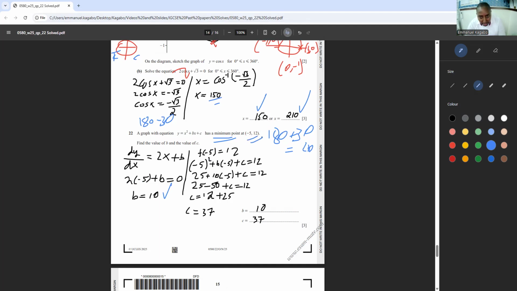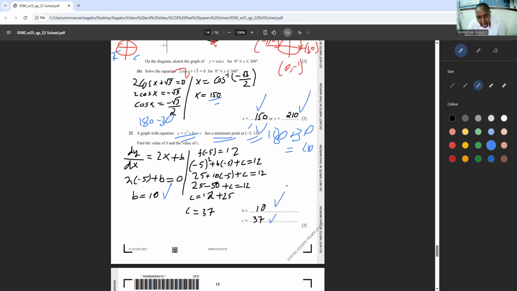Then I can use my point. This is the x value and that's the y value. Substitute in here and then you try to get c. f of -5 is 12, because that's what they gave me. So I'm substituting here: -5 squared plus b bracket -5 plus c is equal to 12. But we have the value of b, do we? So -5 squared is 25. The b value is 10, bracket -5, plus c. Then I'll get 25 minus 50, then plus c is equal to 12. Then this is negative 25, and when I take it there, it becomes positive.